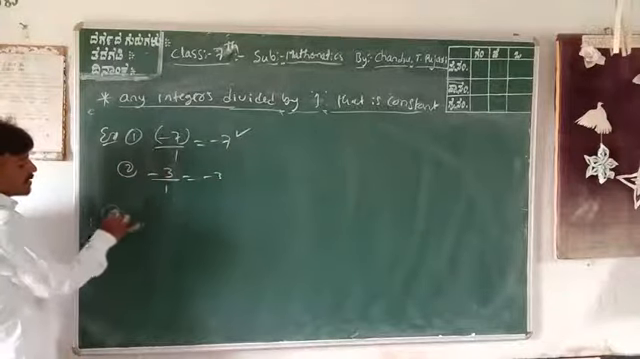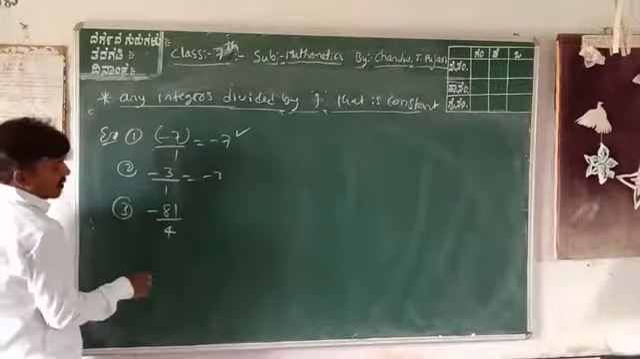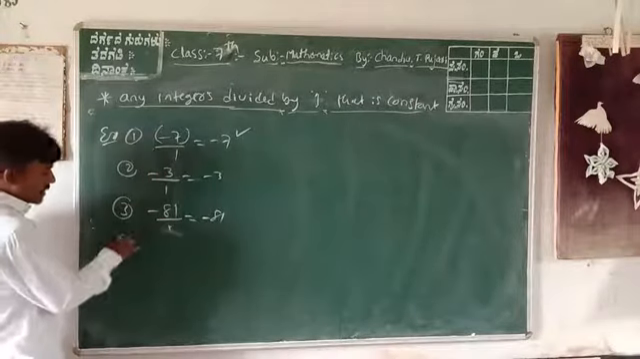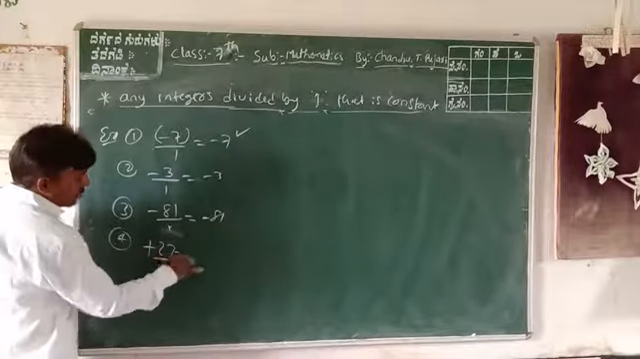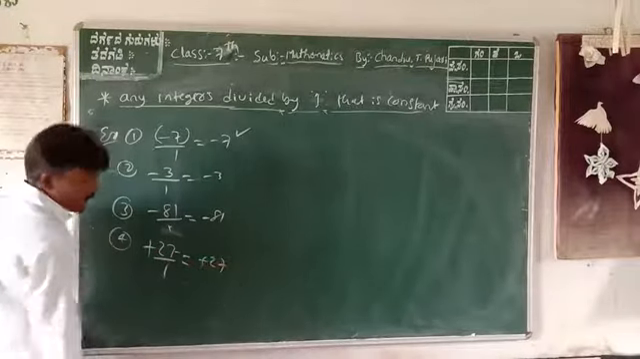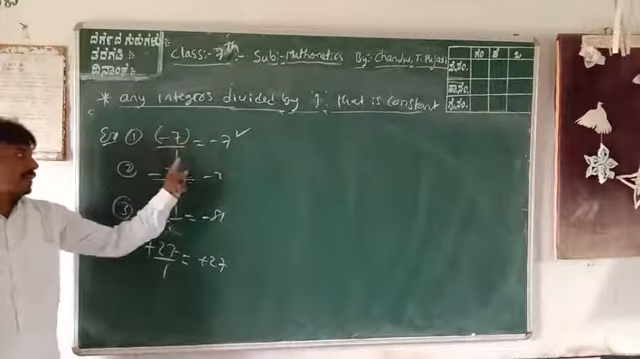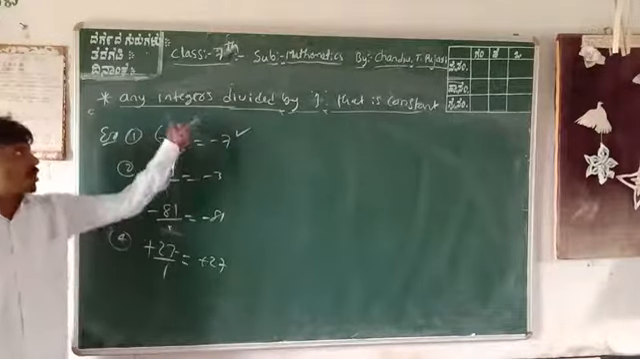Or otherwise, minus 81 divided by 1 is minus 81. Or otherwise, plus 27 divided by 1 is equal to plus 27. Therefore, our condition is any integer divided by 1 is the given number itself only. This is the most important condition.